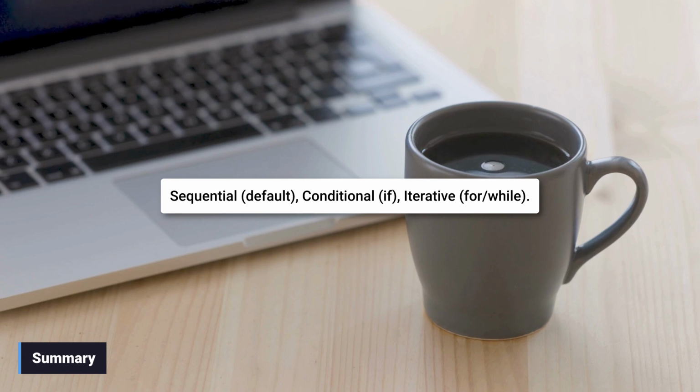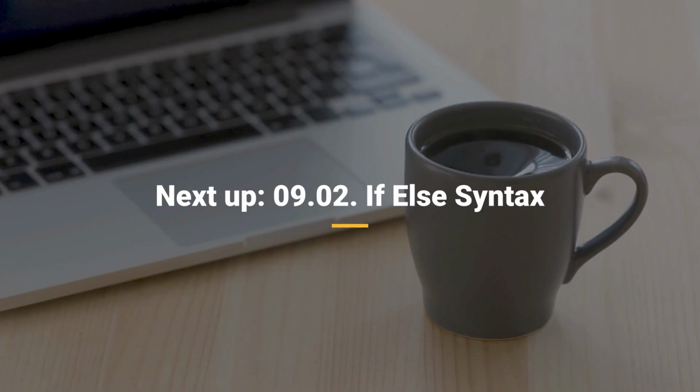To summarize, understanding these three types of flow control, sequential, conditional, and iterative, is important. We will now learn the first type of flow control, conditionals. Our next lecture, 0902. If-else syntax. See you there.